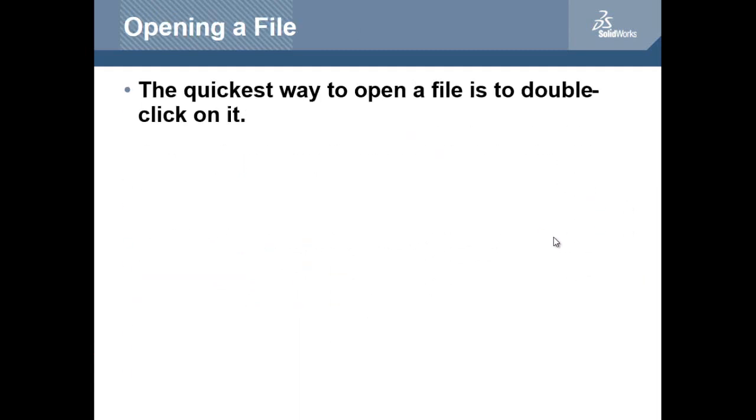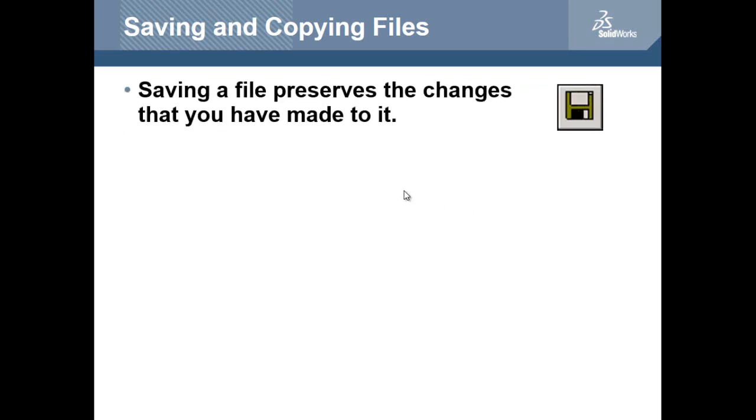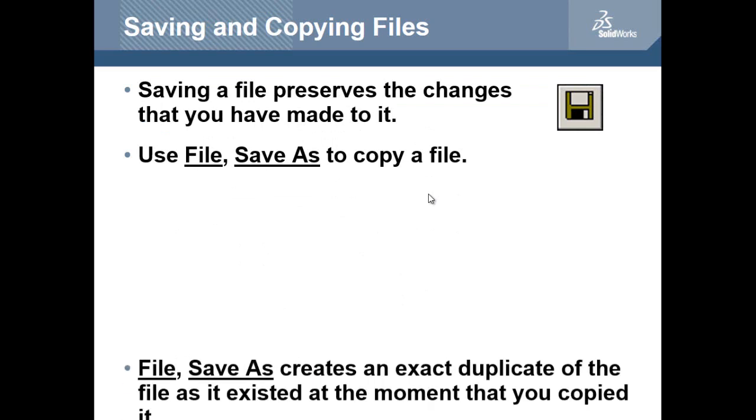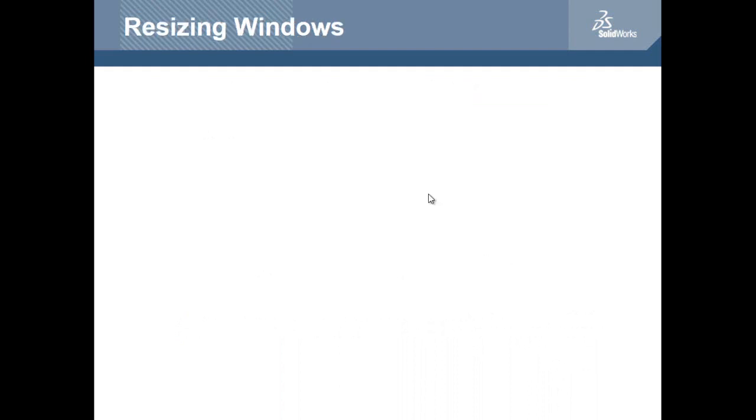Opening a file. The quickest way to open a file is to double-click on it. The File menu displays your most recently used files. Saving and copying files. Saving a file preserves the changes that you have made to it. Use File, Save As to copy a file. File, Save As creates an exact duplicate of the file as it existed at the moment that you copied it.